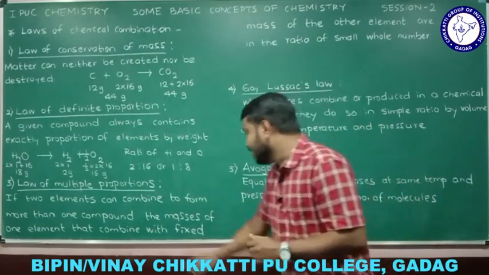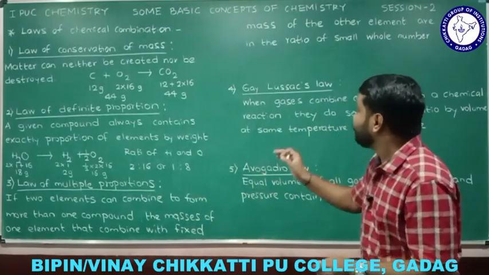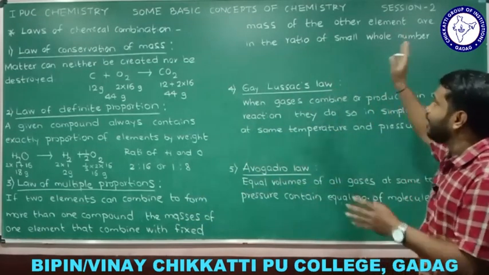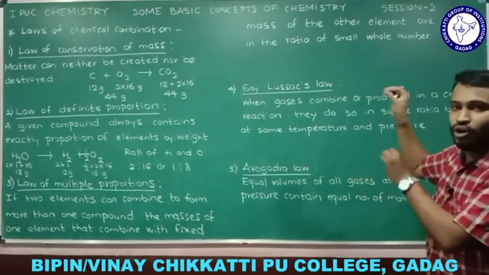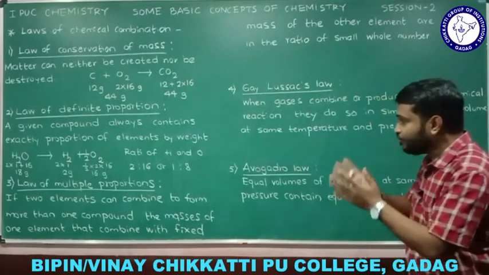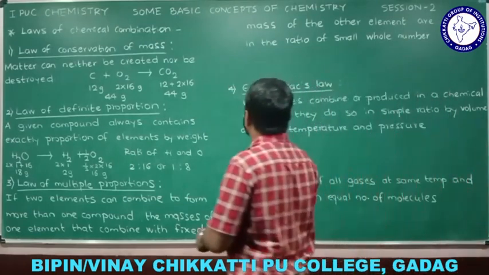See what we have then. The masses of the one element that combined with the fixed masses of the other element are in the simple ratio. That will be in small whole numbers, and that is the statement of the law of multiple proportions. I will give you an example, then you are going to understand from that.